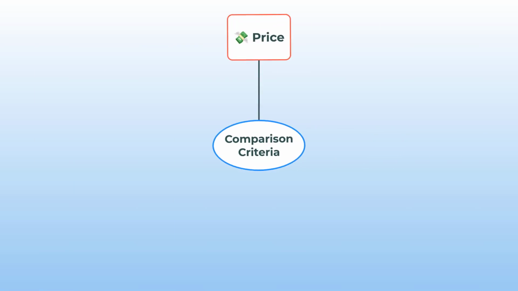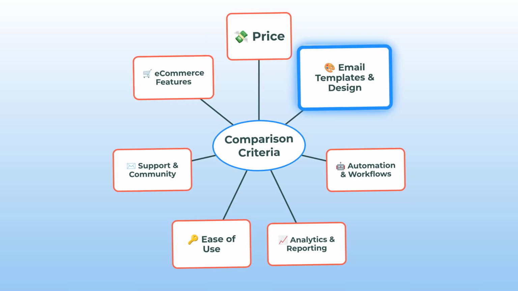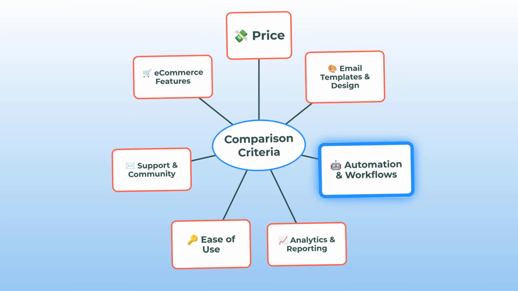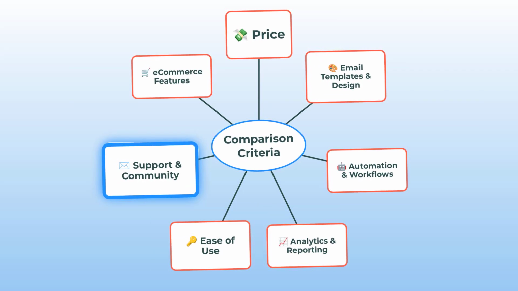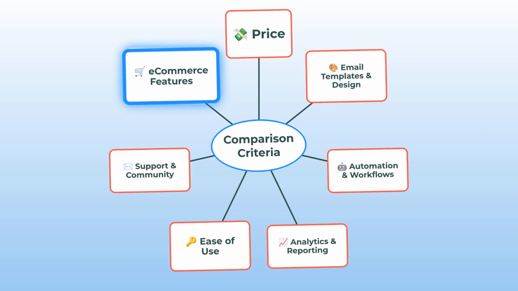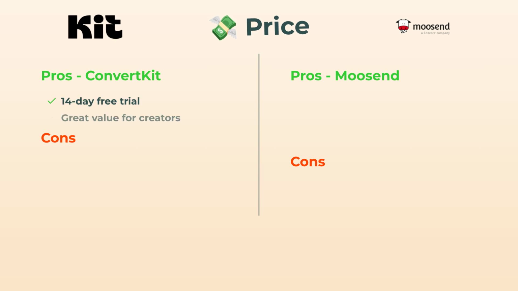So check this out. I've mapped out all of the key things we're testing these tools on today. Price, email templates and design, automation and workflows, analytics and reporting, ease of use, support and community, and e-commerce features. That's a lot to unpack, so let's kick things off with price. Because, you know, money talks. All right, first up is price.